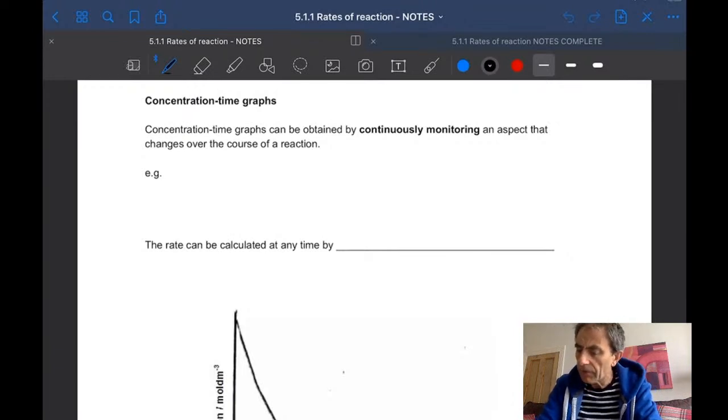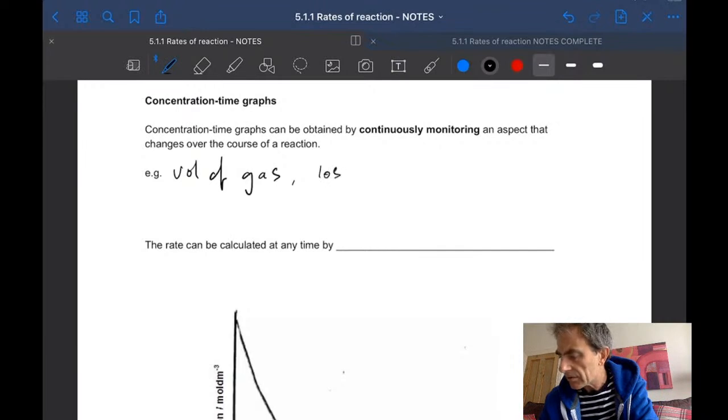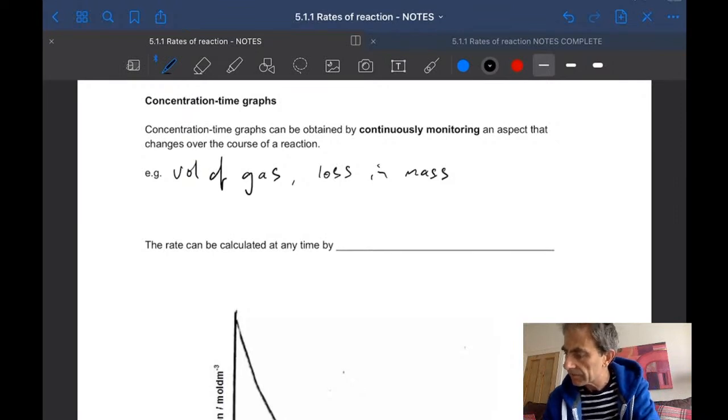So obviously you could measure the concentration. What else could you measure? These are examples of things you could measure or monitor over time. Volume of gas, if the reaction produces a gas. And if the reaction makes a gas, it's going to get lighter because the gas is going to escape, so you could monitor the loss in mass. Sometimes questions present you with a concentration time graph, and they might say, how else could the student have followed the rate of this reaction? That's what they're after there.